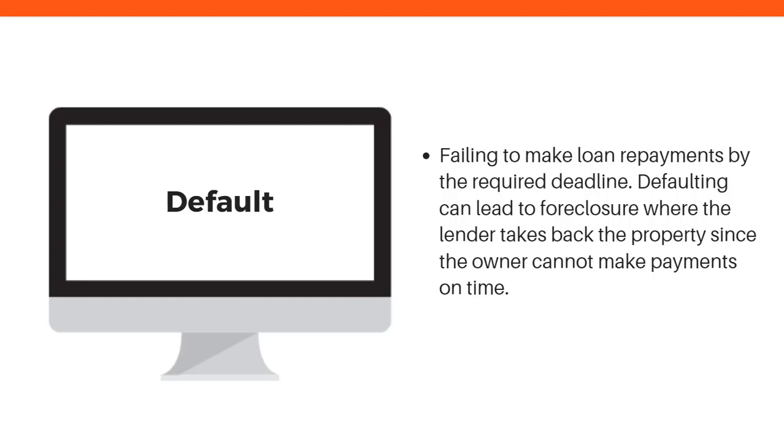If you default on your loan, this could eventually lead to foreclosure, where the lender would take back the property after they file foreclosure and go through a bunch of legal proceedings to legally get the property back from you as a result of you defaulting on the loan.